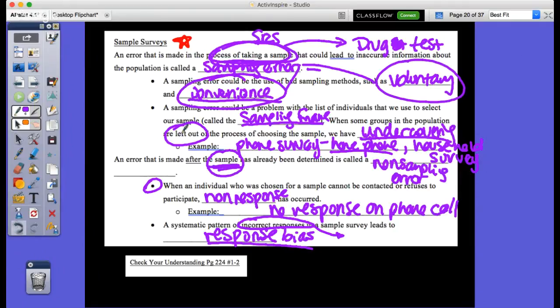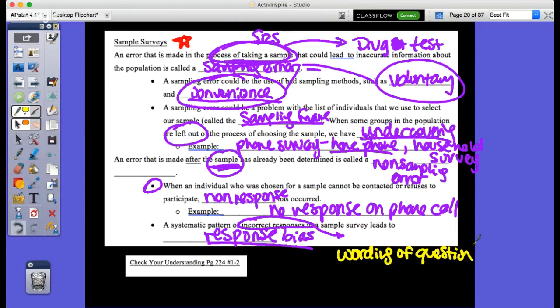In a sample survey, careful attention must be shown to the wording of questions. This is huge, okay? This is our last one. The wording of questions is very important, okay? Be careful. Wording of question.